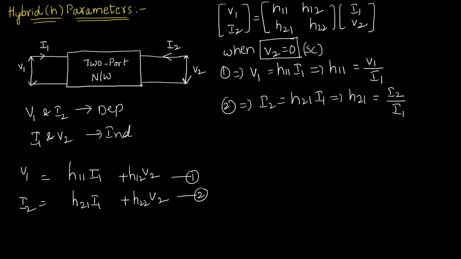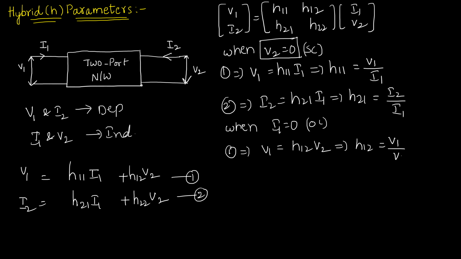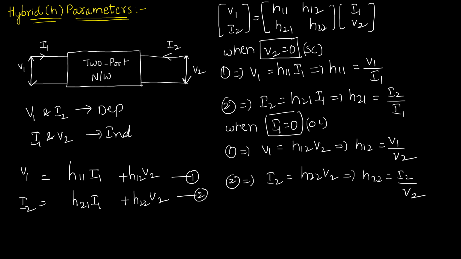Now let us go with the other condition. When I1 equal to 0, that means an open circuit can be observed. From the first equation, V1 equal to H12 V2, so H12 equal to V1 by V2. From the second equation, I2 equal to H22 into V2, so H22 equal to I2 by V2. Under I1 equal to 0, we can find the two parameters H12 and H22.